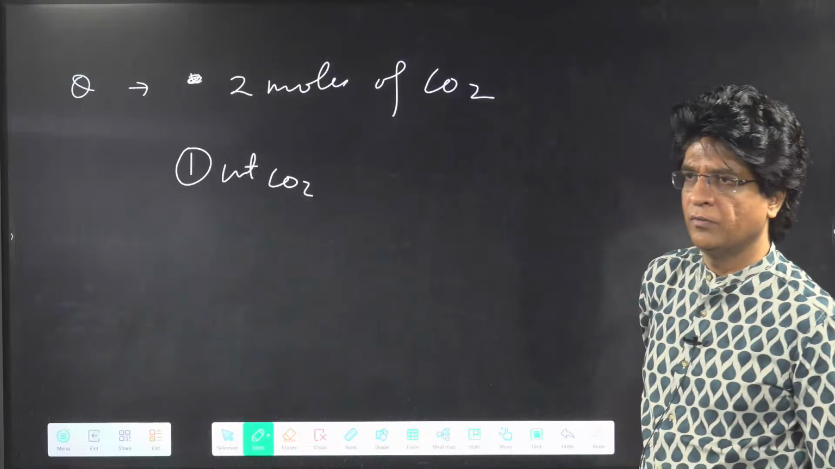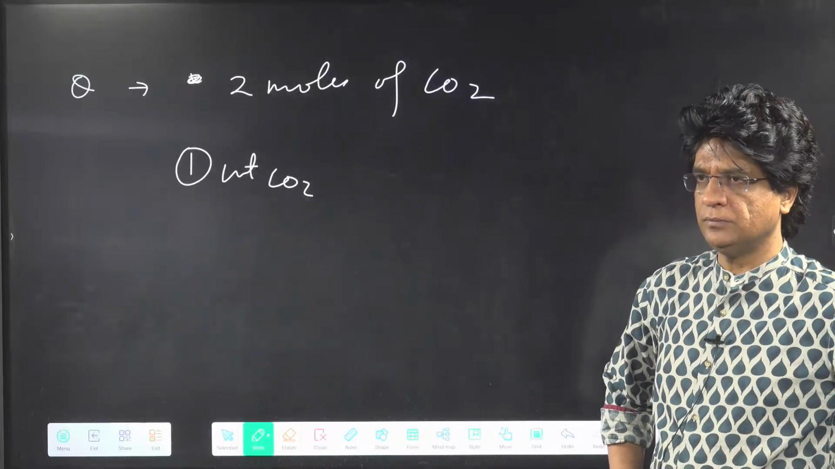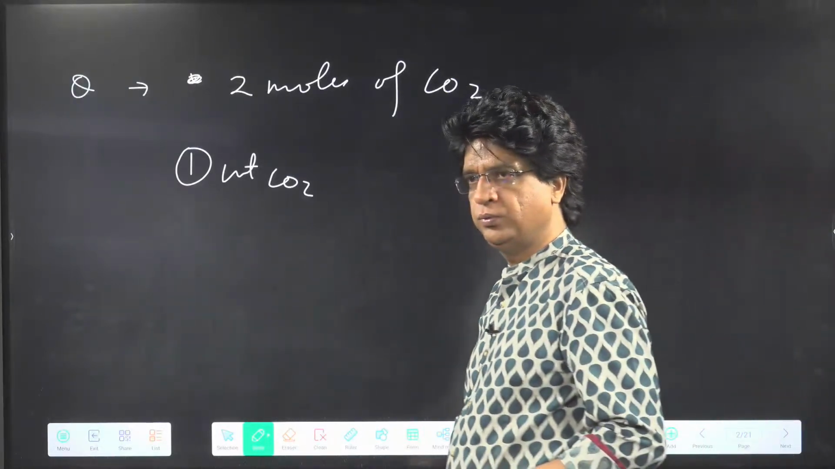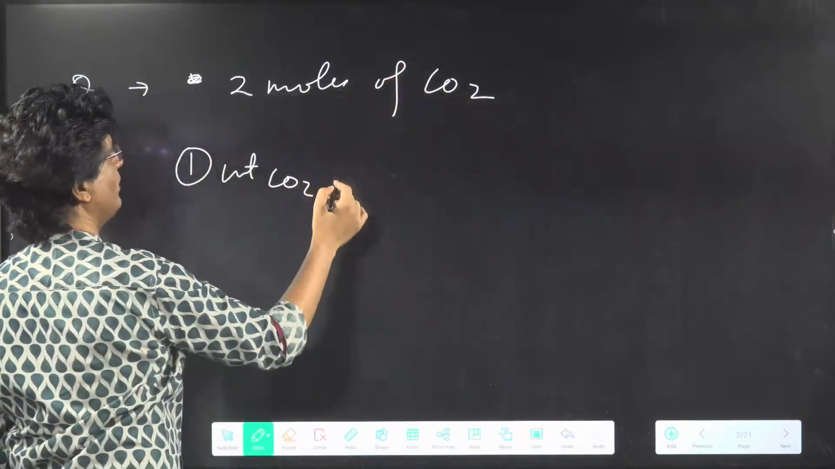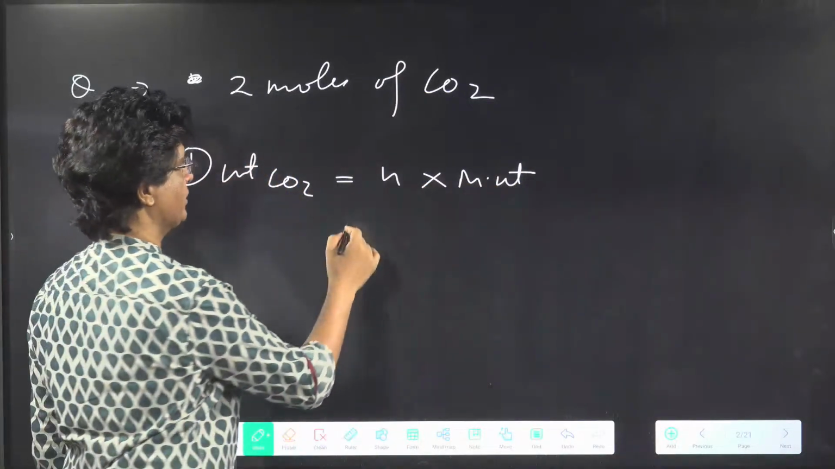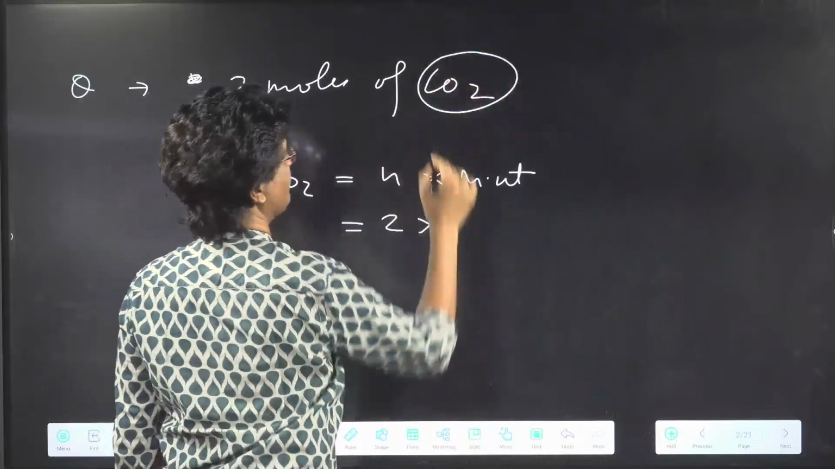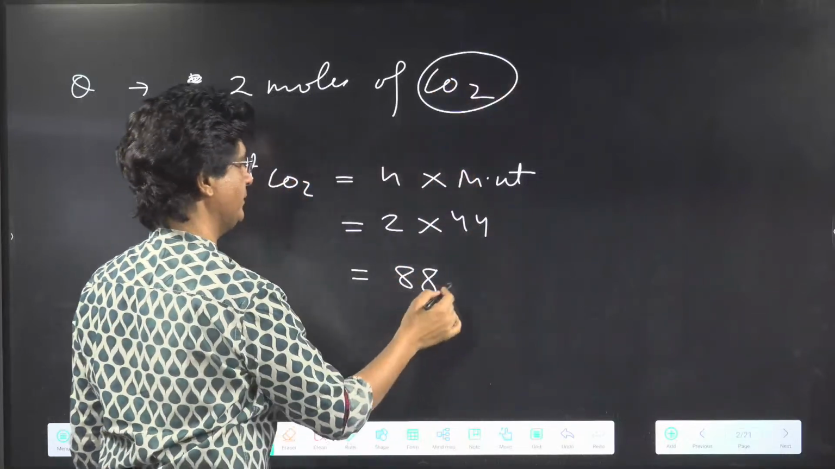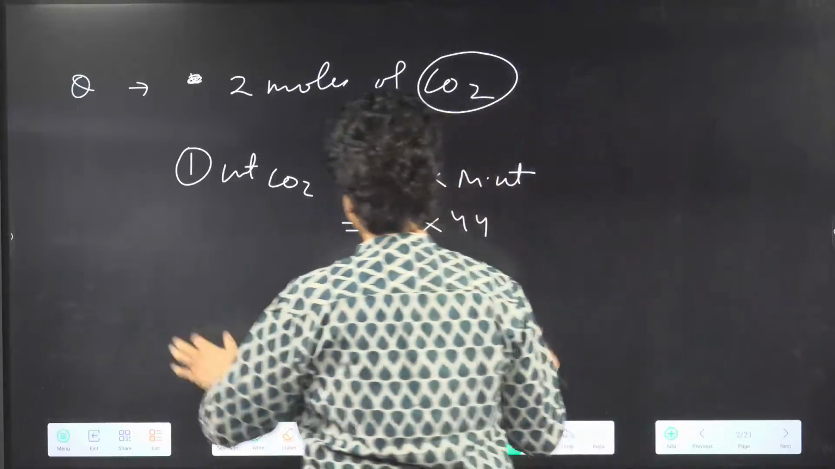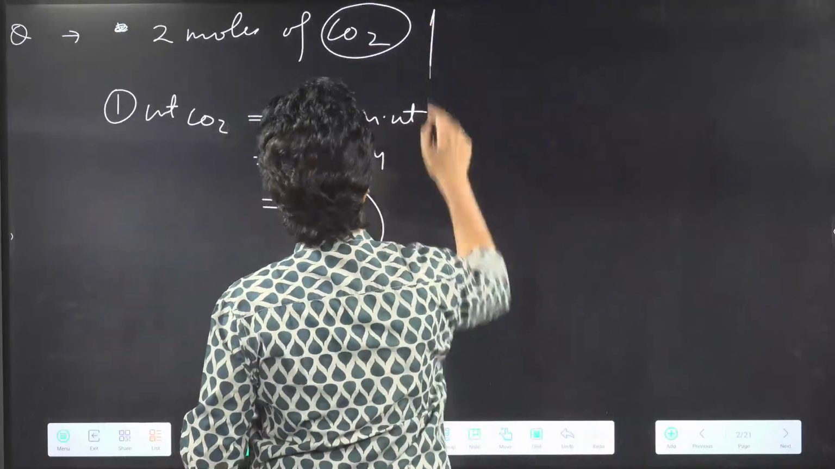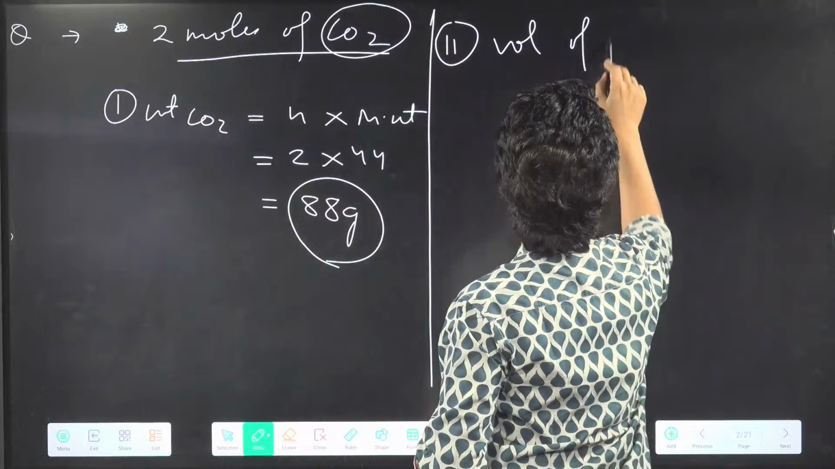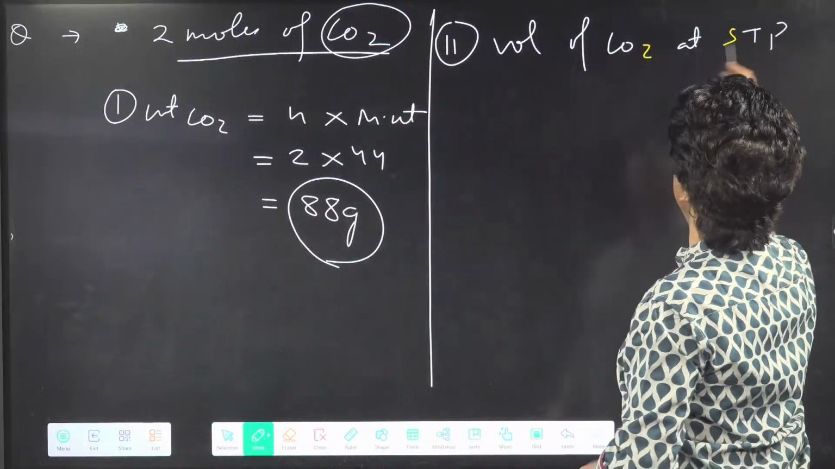Come on. Very good. Super. So the weight will be the number of moles into molecular weight. We have to multiply now. The number of moles is 2 moles. The molecular weight of CO2 is 44. That will be 88 grams. Very good. Chalo, now tell me one more thing, the second part of this question. Who will tell me the volume of CO2 at STP? Come on, volume of CO2 at STP.